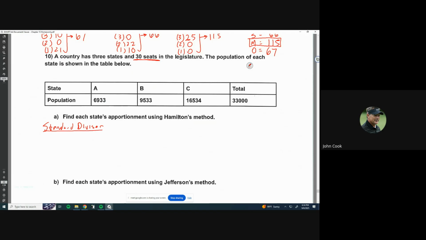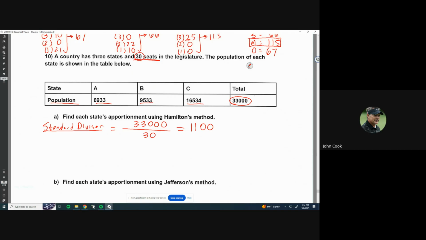The way that you find the standard divisor is by taking the total population. In this case, it's all these populations added up. So 6933, 9533, 16534. So that total is 33,000. And then we divide into that the things that we're trying to allocate, so into 30 seats. When we divide those out, we use our calculator. 33,000 divided by 30 should be 1,100. So this is what we call our standard divisor.